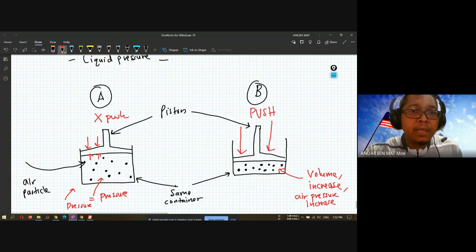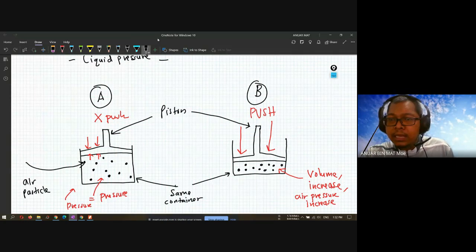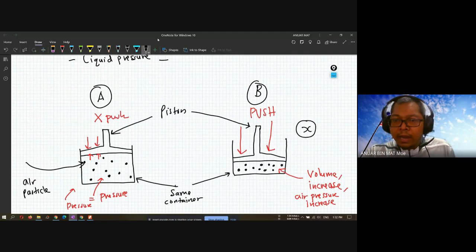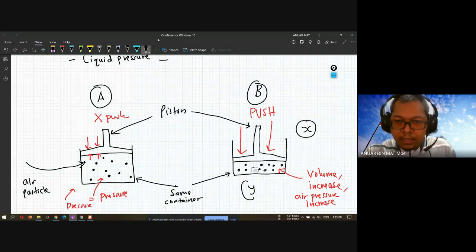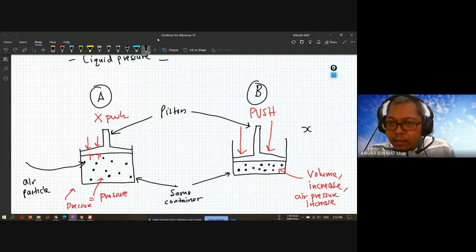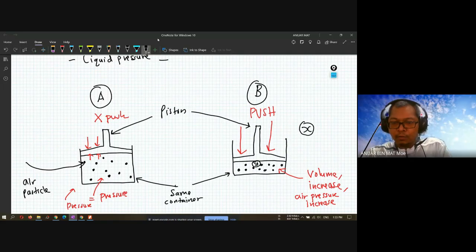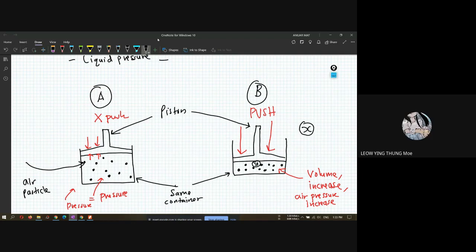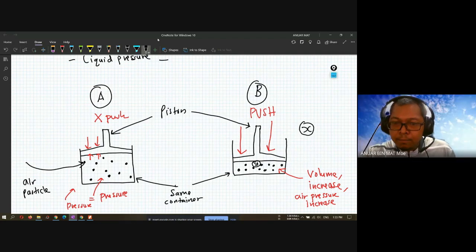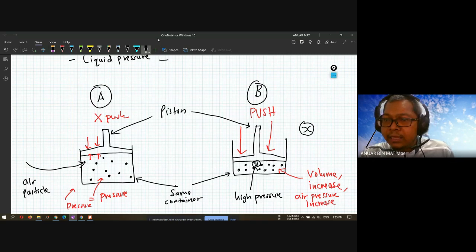Okay. In B, class, which has the highest pressure, X or Y? Which has the higher pressure? Y. Okay, Y has the higher pressure. X has low pressure.